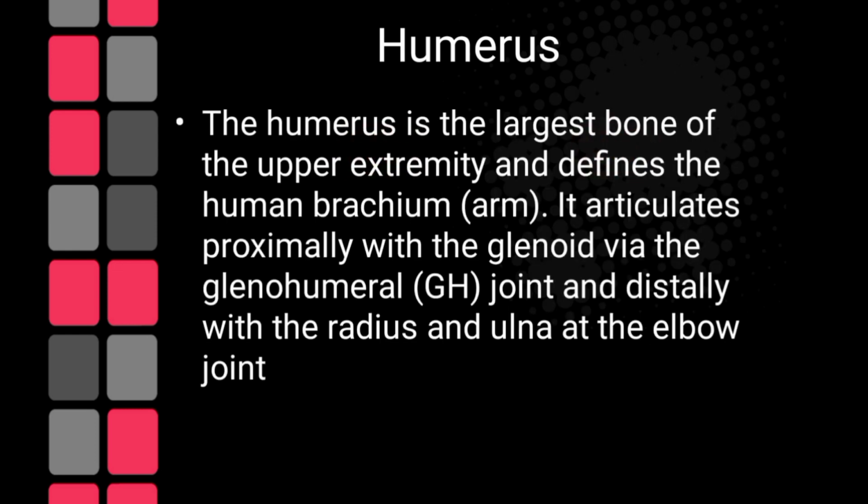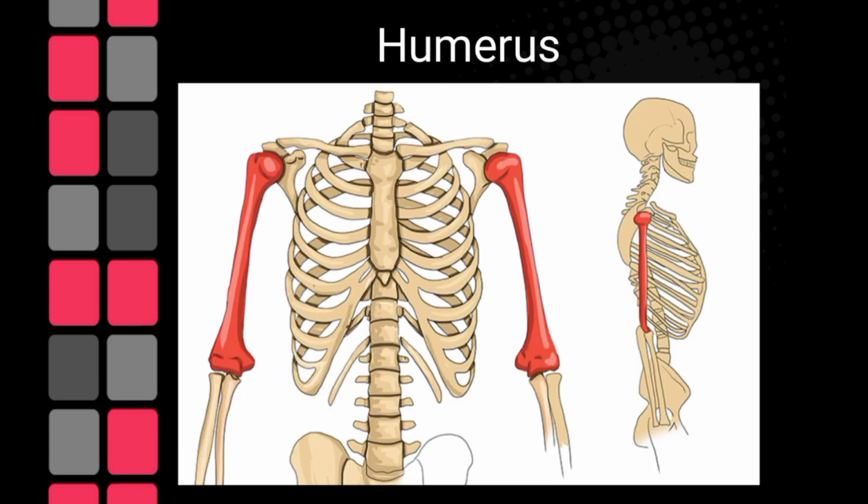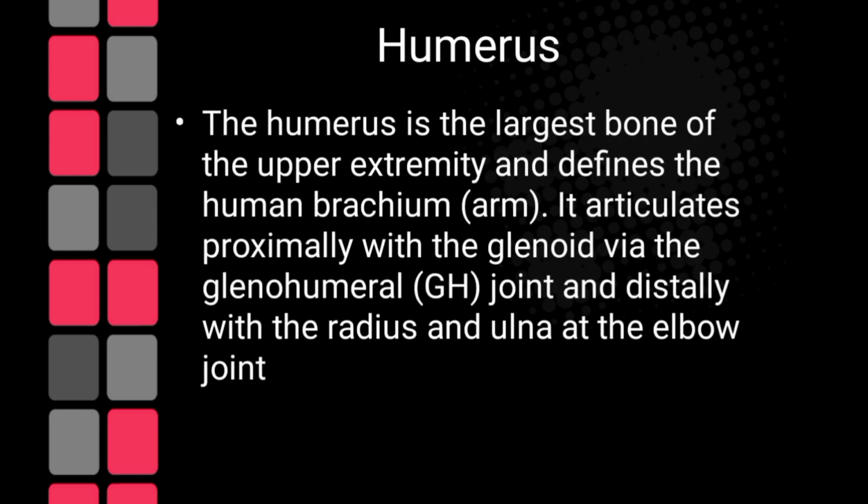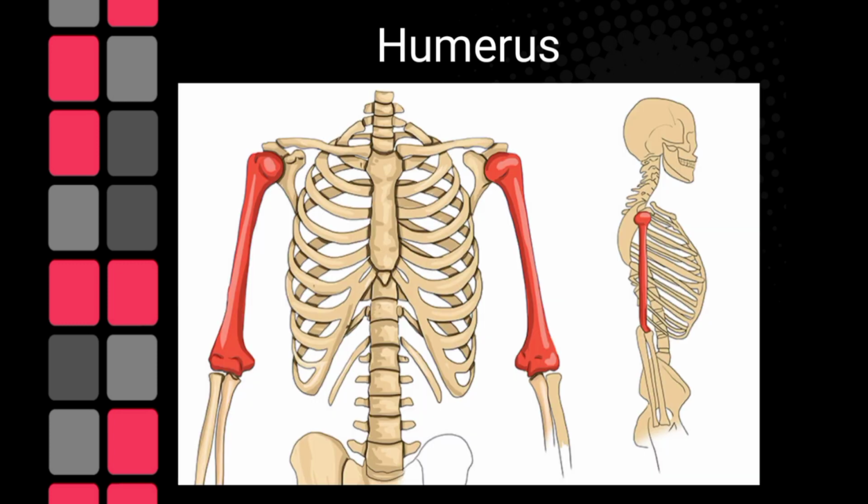Humerus is the largest bone of the upper extremity and defines the human brachium. It articulates proximally with the glenoid through the glenohumeral joint. This is the proximal end of the humerus. It forms the glenohumeral joint, and distally with the radius and ulna at the elbow joint. This is the radius and ulna. It forms the elbow joint distally.